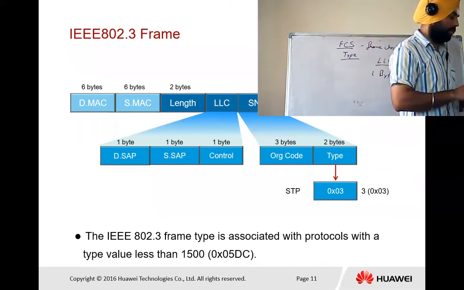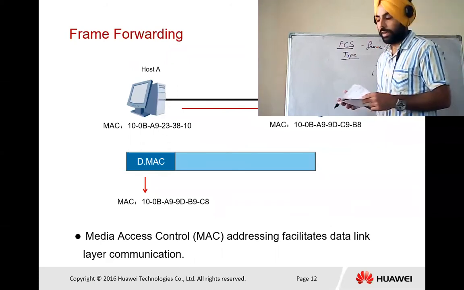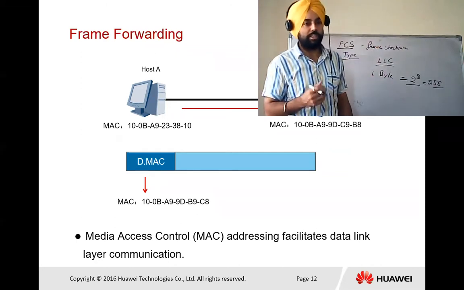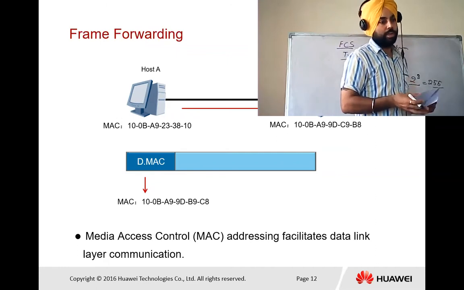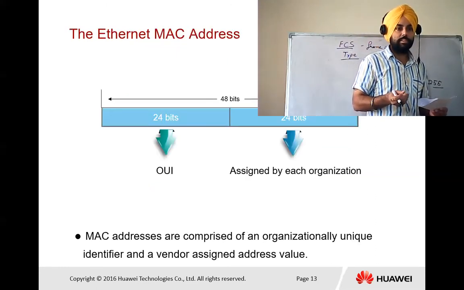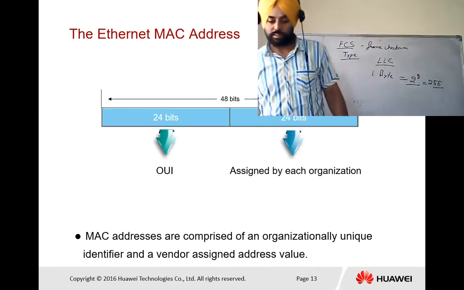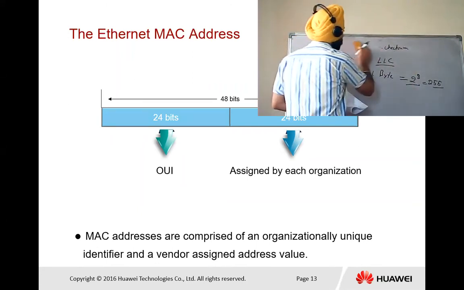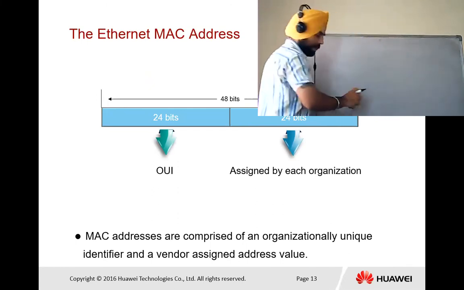So next we have frame forwarding. Frame forwarding means we need the MAC address of our destination where we transfer the data. So we need the MAC address for that. Next we have the Ethernet MAC address. In that case, they define or specify what the MAC address is. A MAC address is a physical address.